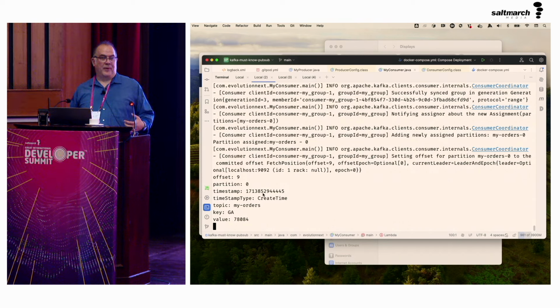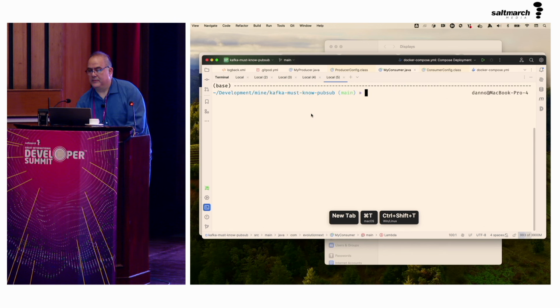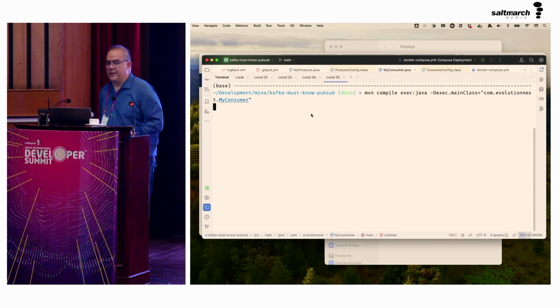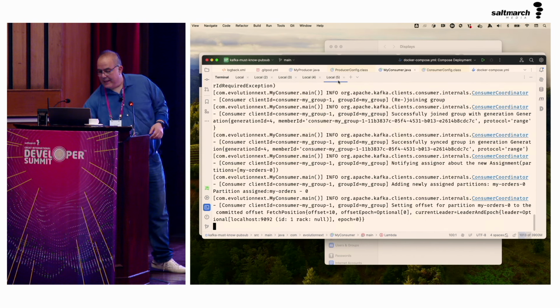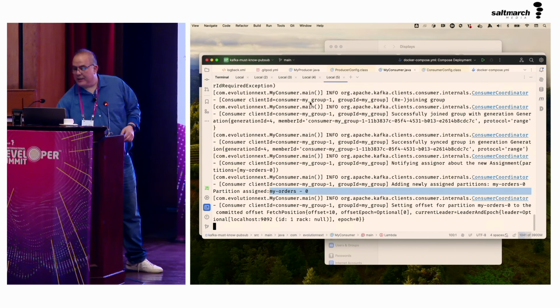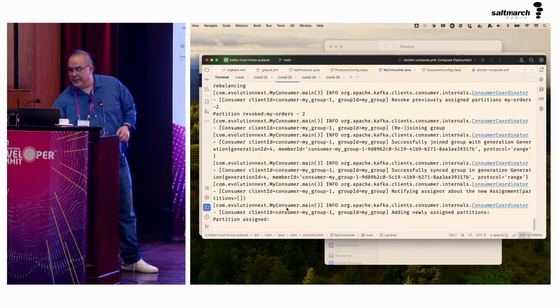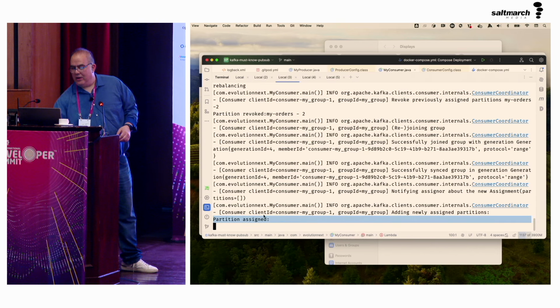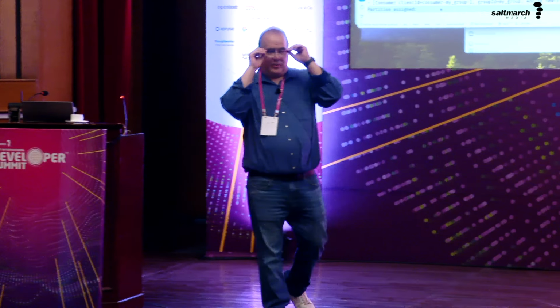What happens if you do a fourth one? Oh, right? I have three partitions. What happens if I do a four? Well, here we go. So running the consumer again, and away we go. Who won? So this one now is running 0. This one is running 2. This one is nothing. Oh my goodness. This one particular consumer is not doing any work whatsoever.